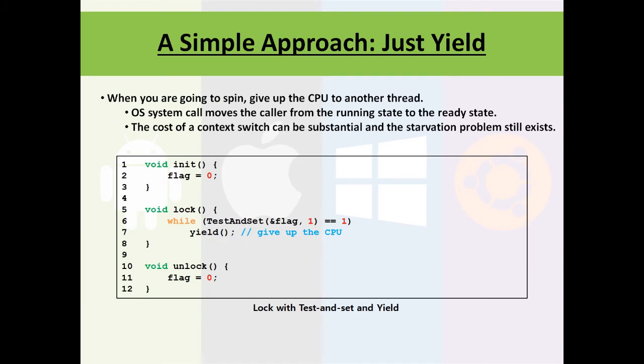Now, a simple approach would be just to yield. When you're going to spin, just give up the CPU to another thread. The operating system call moves the caller from the running state to the ready state, and this is what we talked about in process abstraction as well as thread abstraction. Now, the cost of the context switch can be substantial, and the starvation problem may still exist. But how it changes things is, instead of just looping here, we just have the yield function. And this says basically, I'm going to willingly give the CPU up and just wait until a better time.